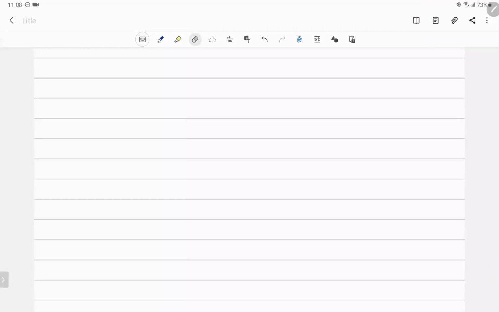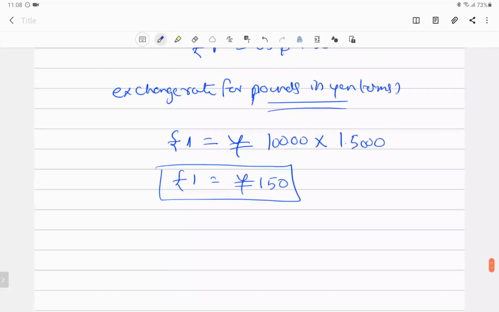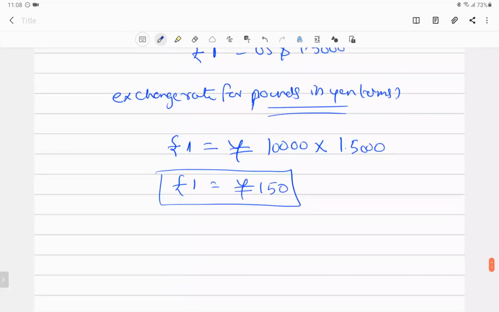So let us continue with the technical aspects of your foreign exchange, right? The continuation part. So yesterday we left off with the cross currency rates, right? Let us have a small recall of what we had yesterday on cross rates.